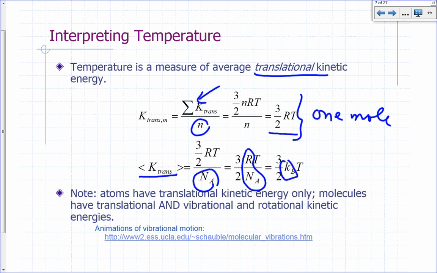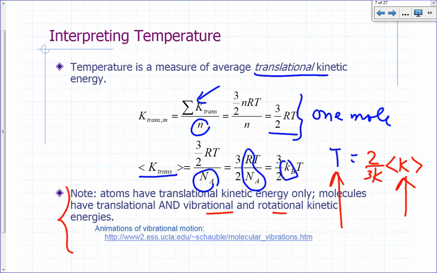So if we solve for T here, you can say temperature is 2/3k times the average translational kinetic energy. That means the higher the average kinetic energies of the molecules, the higher the temperature. Okay, and as I've mentioned, molecules do have additional kinetic energies due to vibration and rotation, whereas atoms only have translational kinetic energy.